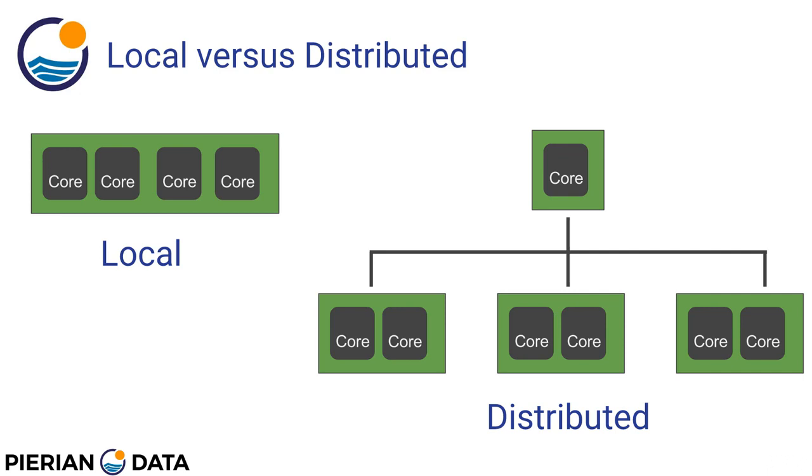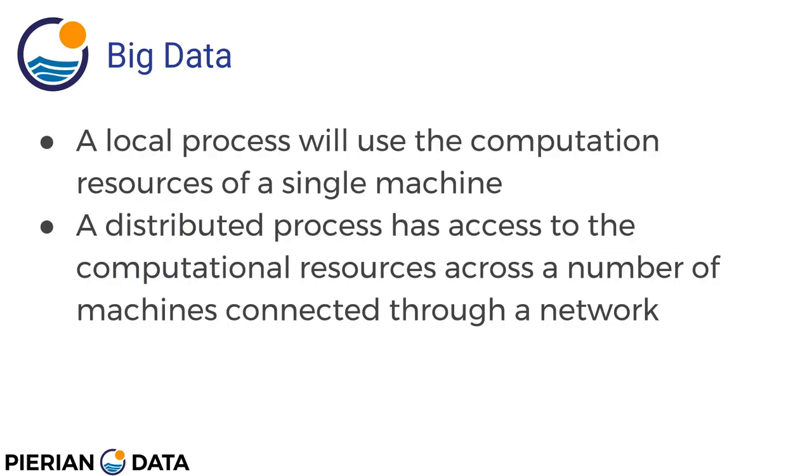So we can see here on that local machine we have 4 cores, but what we can do with distributed machines is get a bunch of weaker servers or weaker machines with less power, but distribute either the data and the calculations across all those machines to take advantage of a distributed system, which is kind of at the crux of what Spark is trying to do. So a local process will use the computation resources of a single machine, while a distributed process has access to the computational resources across a number of machines connected through some sort of a network.